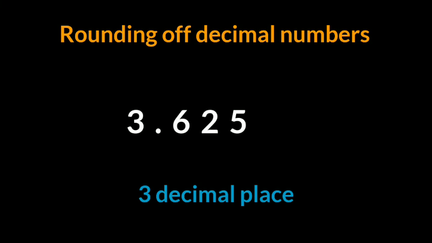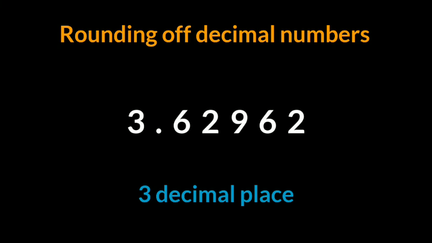Now, the fourth rule states that if the third digit is 9 and needs to be rounded up, then the 9 becomes 0 and the second digit is rounded up. Let me give you an example. Let's say we're given 3.62962, and we're asked to round up to 3 decimal places.